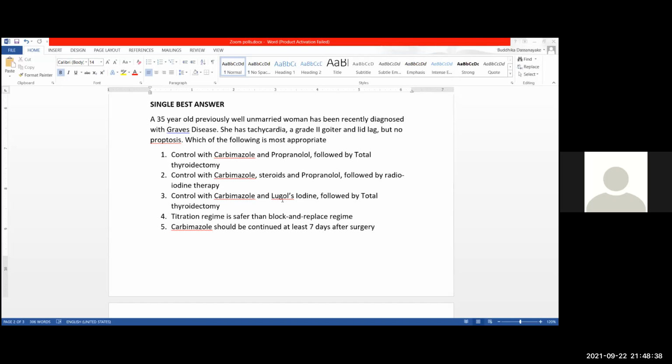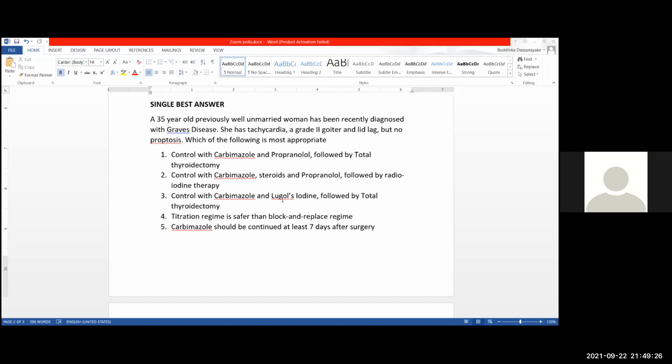Titration regime is safer than block and replace regime. So there are 3 ways in which you can give your anti-thyroid drugs to patients with hyperthyroidism. The first way is where you start with a slow dose and you increase, or you start with a high dose and you decrease, right? So if you start with a slow dose and you slowly increase it, depending on how much symptoms the patient has and how well they are responding, that is called the titration regime. Titration is the thing that you used to do with burette sets in chemistry practicals, right? Drop by drop until you get the correct concentration. So titration regime is that.